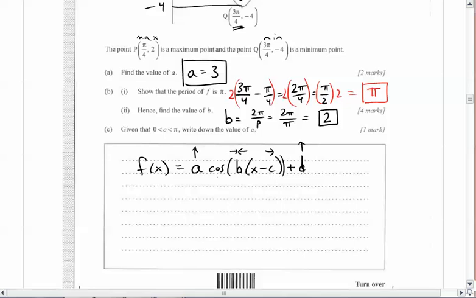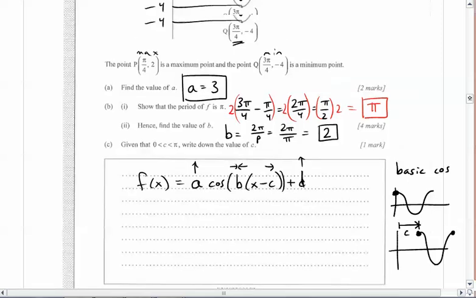Okay, so for a cosine graph, I need to know what the basic cosine looks like. The basic cos starts at a maximum and ends at a maximum. So it starts at the maximum point. If the maximum point is not on the y-axis, then in order to find c, I just need to know how far that maximum point moved. That horizontal translation is my c value.